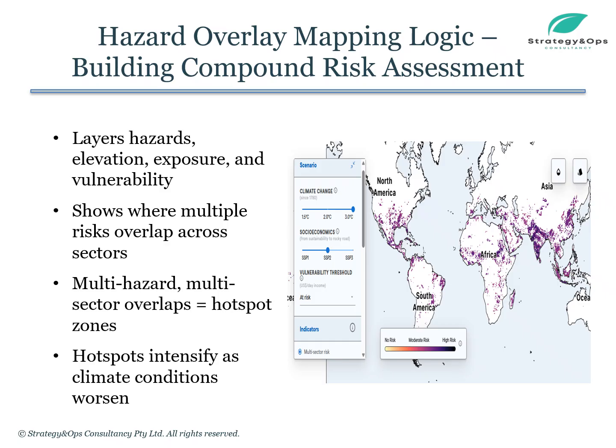Step 3. Add exposure. Overlay population, infrastructure, and key facilities. This shows exactly what sits in harm's way. Step 4. Add vulnerability. Layer income, age, health, and other sensitivity indicators from census or community data. Areas that score high across all layers, high hazard, high exposure, and high vulnerability, become extreme hotspots.